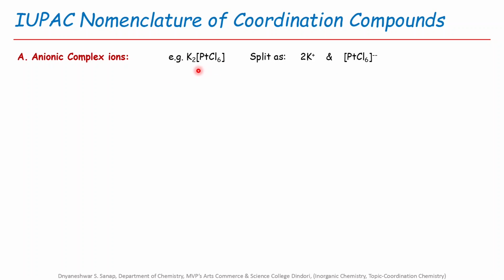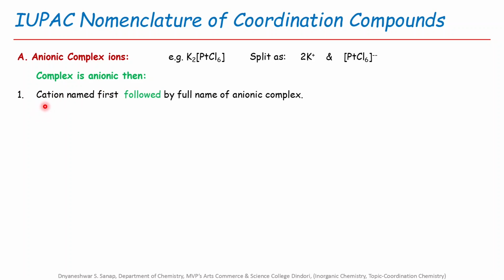When such a type of complex is present, we have to write the nomenclature for such a coordination compound one by one. First of all, we have to write the name of the cation, that means K plus ion, that is potassium ion, followed by the name of the anionic complex. That means we first write the name of the cation, which is present outside the complex in the coordination compound. After that we give a space, and after that we write the name of the complex ion without space.